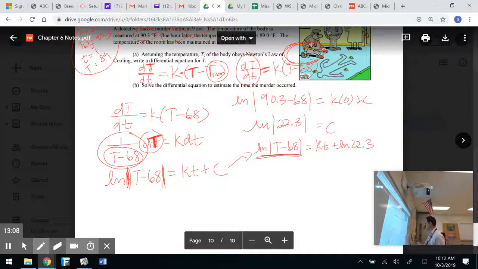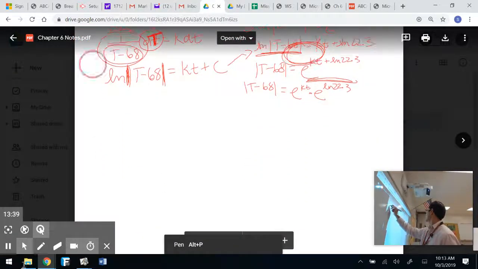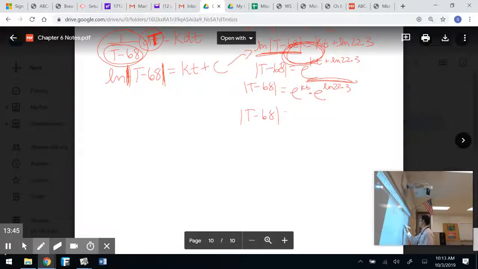We got to get T by itself there. So we change it from a logarithmic to an exponential. So it would be T minus 68 equals e to the kt plus the natural log of 22.3. Now I'm going to clean this up right here. So I get the absolute value of T minus 68 is equal to e to the kt times e to the natural log of 22.3. Remember, I said you've got to be so good at your log rules, class? So good at it. So I'm going to still simplify this bad boy. That's log base e, so that's just 22.3, and then e to the kt.